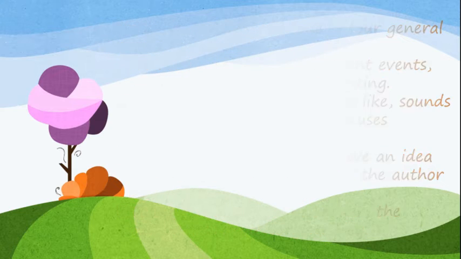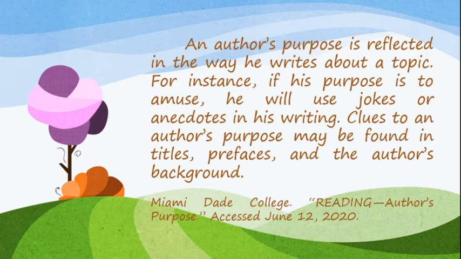An author's purpose is reflected in the way he writes about a topic. For instance, if his purpose is to amuse, he will use jokes or anecdotes or humor in his writing. Clues to an author's purpose may be found in titles, prefaces, and the author's background. This is according to Miami-Dade College on reading author's purpose, accessed June 12, 2020. So take note of those things. It's very important to know about characterization.